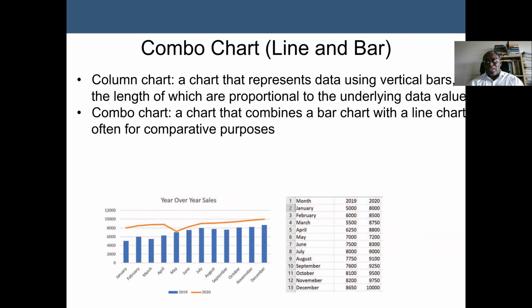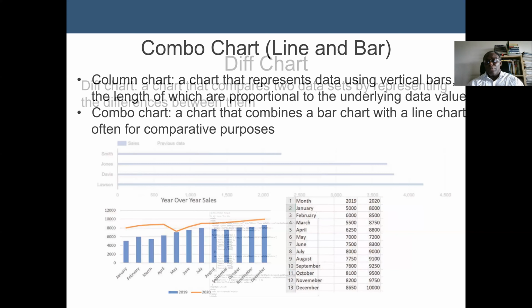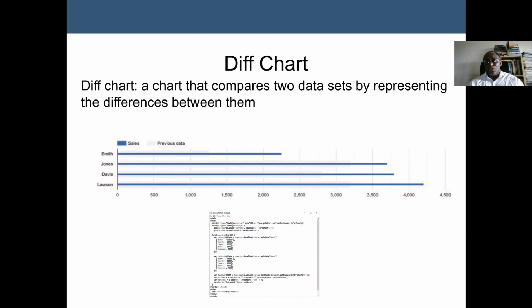The combo chart, again, the keyword is combo, means two. Here we can see that it's similar. We have a column chart with a line chart joined together, so it's a combo chart. Here we see a chart that represents data using vertical bars, the length of which are proportional to the underlying data value. A combo chart can combine a bar chart with a line chart, and this is often used. We also have the diff chart, a chart that compares two data sets by representing the difference between them.